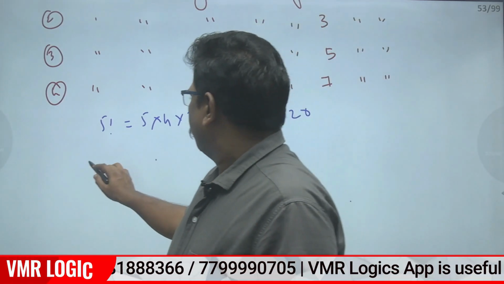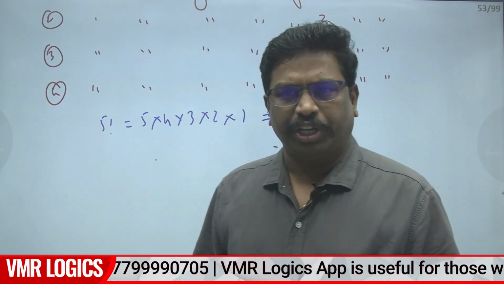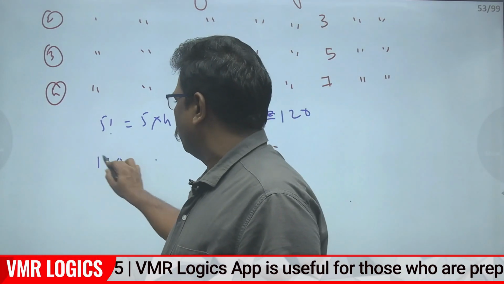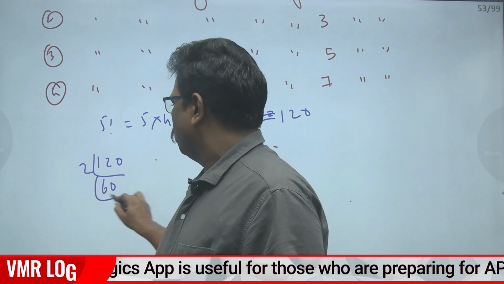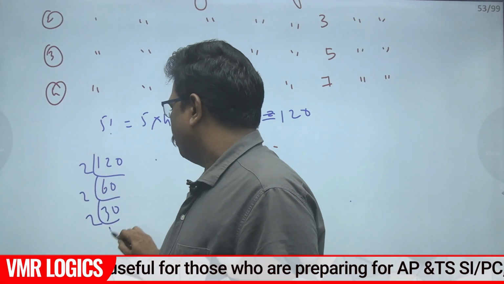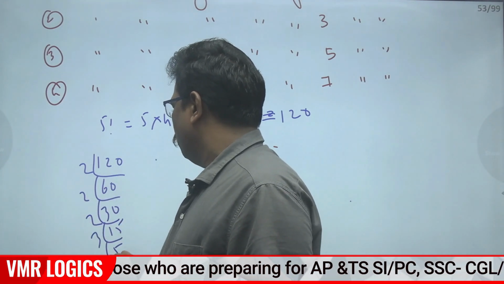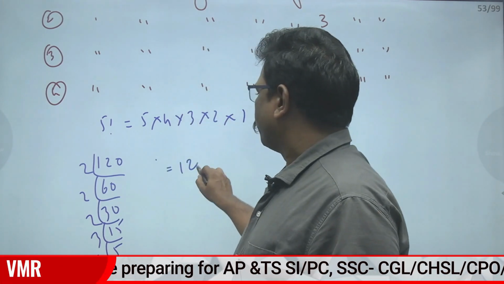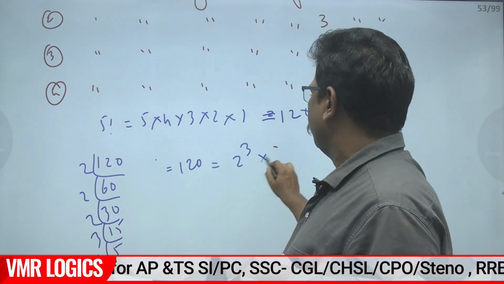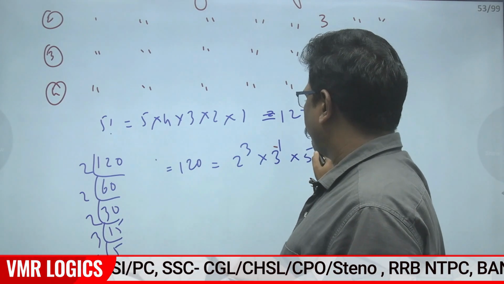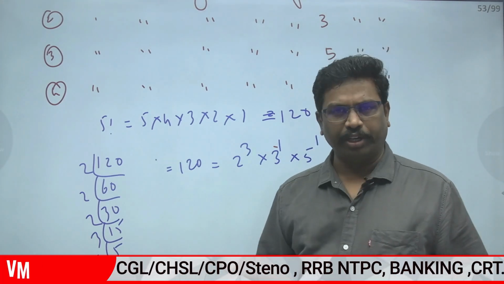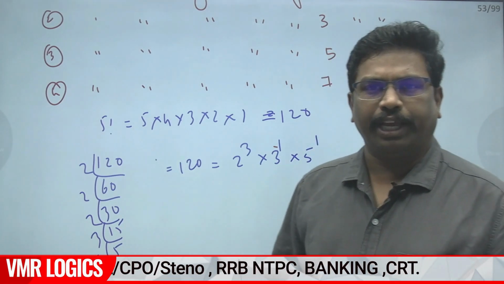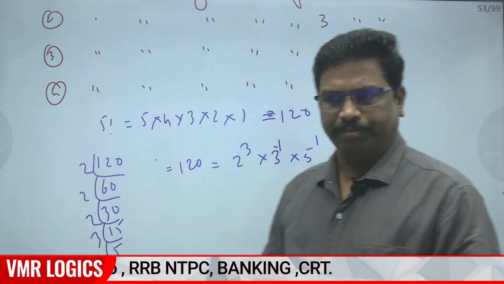Then, guys, 120 you write down like this: 2 table 60, 2 table 30, 2 table 15, 3 table 5, 5 table 1. So 120 you are writing as 2 cube, 3 power 1, 5 power 1.